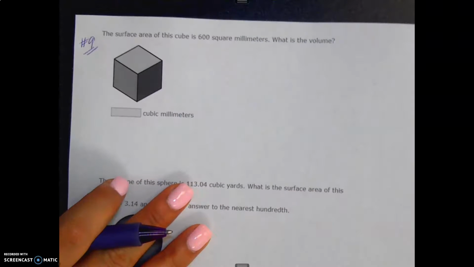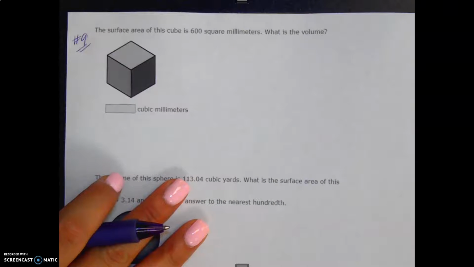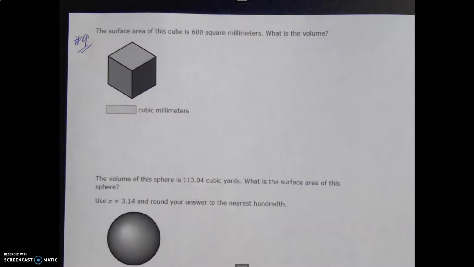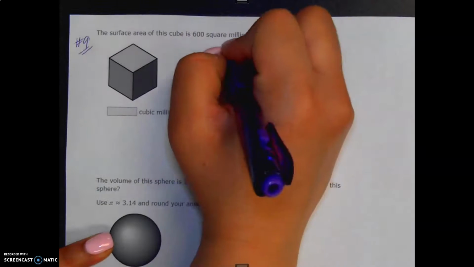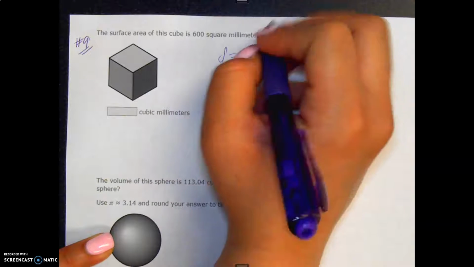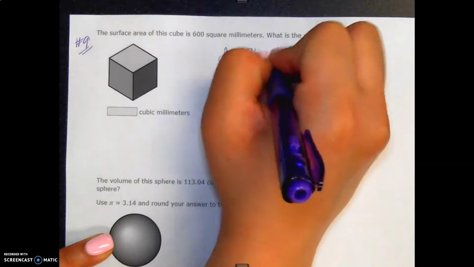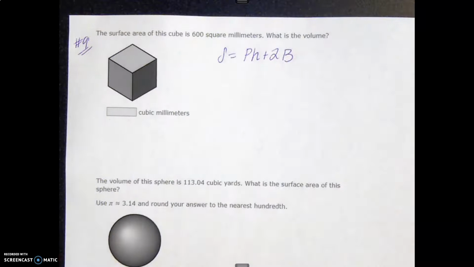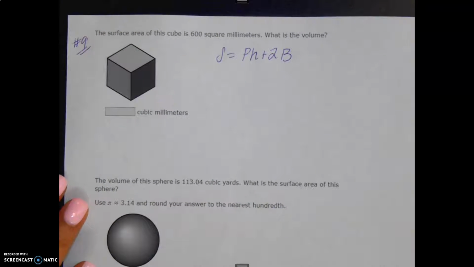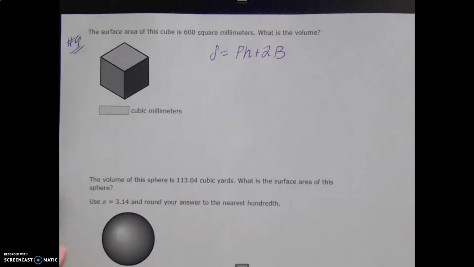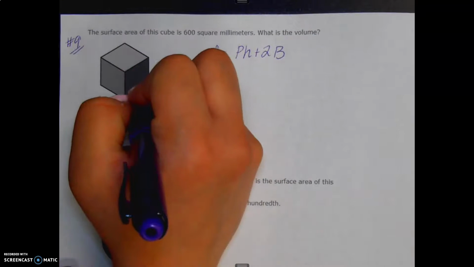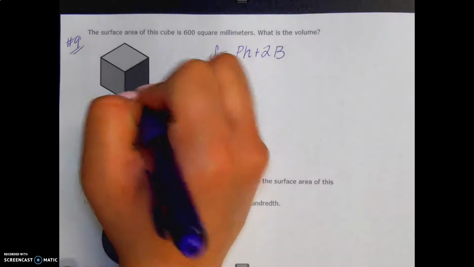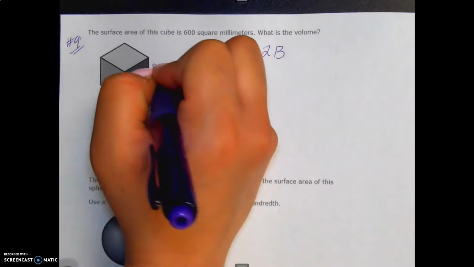The surface area of this cube is 600 square millimeters. What is the volume? So remember, the surface area of a prism is pH plus 2b. That's fine too, except this is a cube, so think about it. If I want to find the surface area of a cube, I know this is a side length, this is a side length.